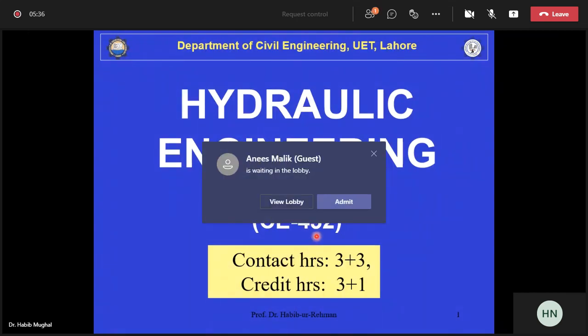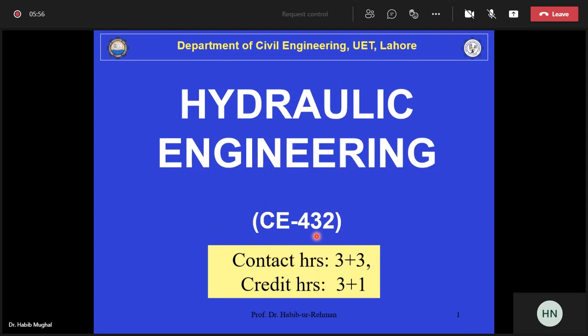And what do these 3 digits indicate? They basically indicate the stream or division of civil engineering. The civil engineering department has 3 main streams or divisions. The first is structural engineering, second is geotechnical engineering, and third is hydraulic engineering. So number 3 is given to the hydraulic engineering division, and this 2 is the subject number among all subjects related to the hydraulic engineering division. So this is our code.